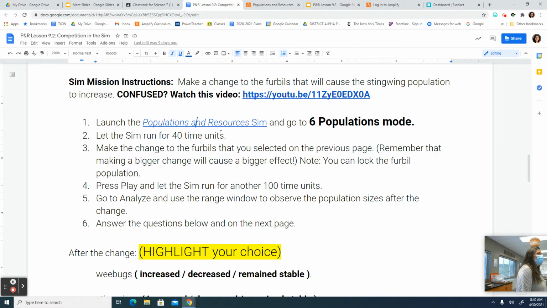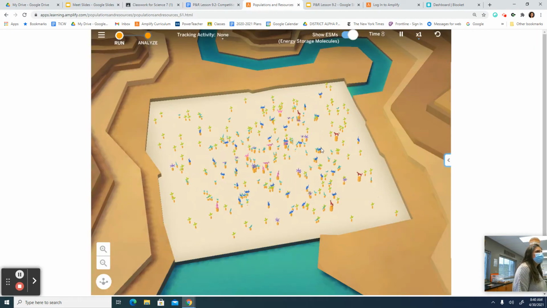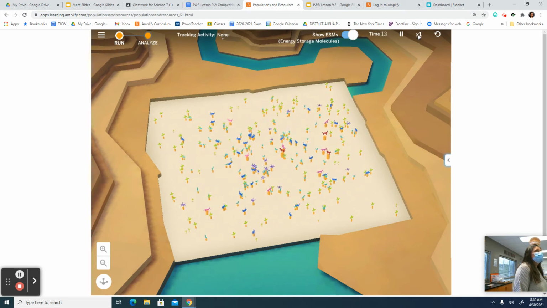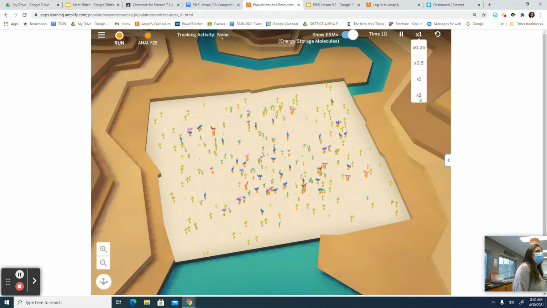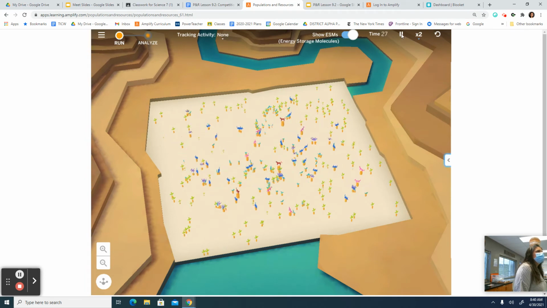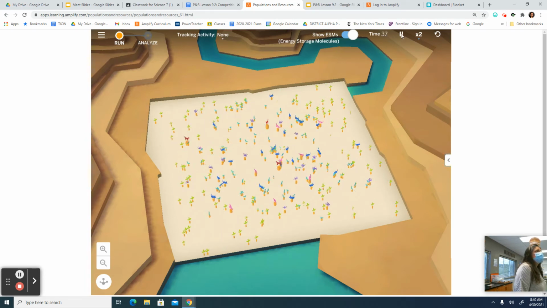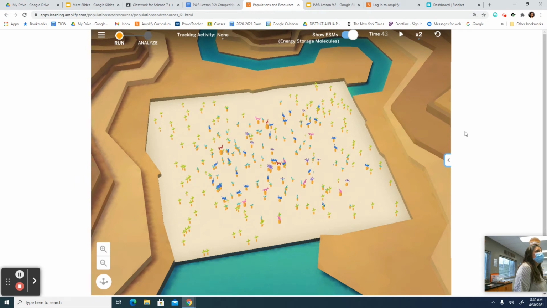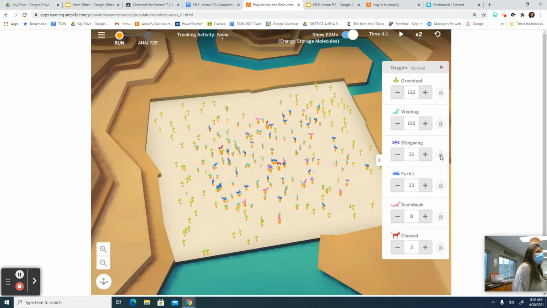Let the sim run for 40 time units, and then I'm going to make the change to the fur bills that we selected on the previous page, which was to decrease the fur bills. So this is going kind of slow, so I'm going to speed it up a little bit. Pause it at 43, that's fine. And I'm decreasing my fur bills. I don't want to have 0. I'm going to leave it at like 5 and lock it.